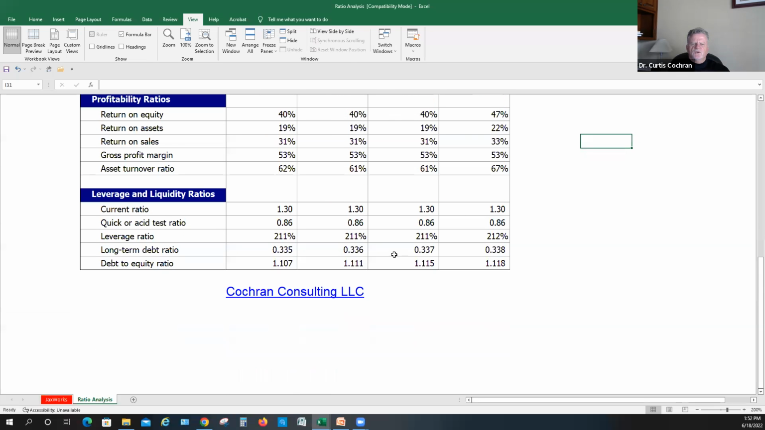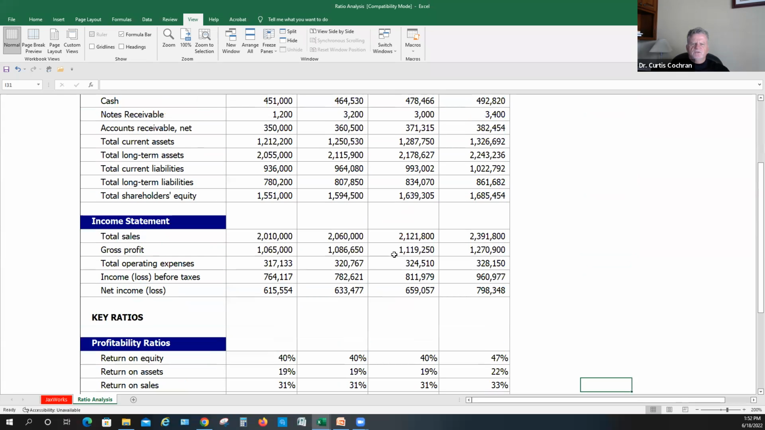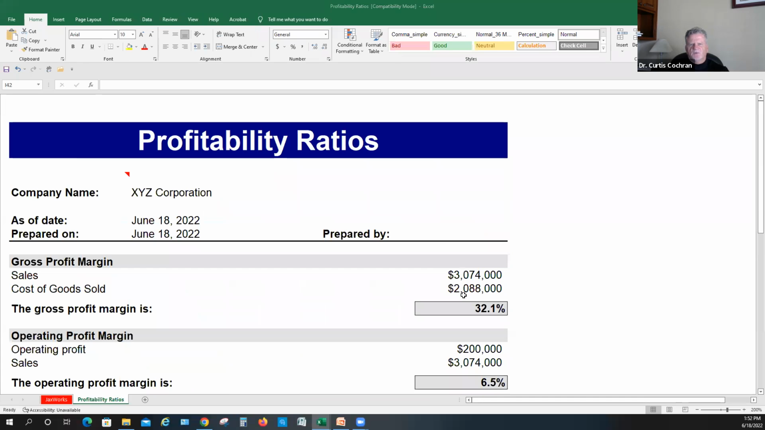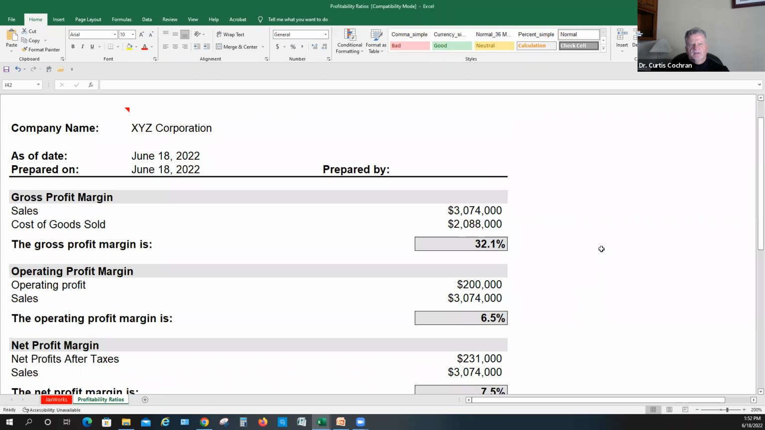So what you're going to do is use an Excel spreadsheet just like this. If you need it, just reach out and I'll send it to you. And it's really easy to look and assess these things, these ratios. Now let's jump to the profitability ratios. All right, so, and again, this is just a different company. I just typed it in, XYZ Corporation today, June 18th.